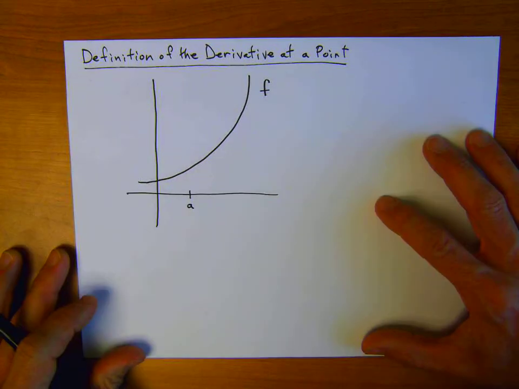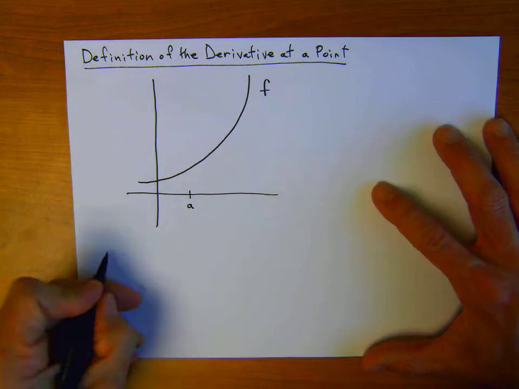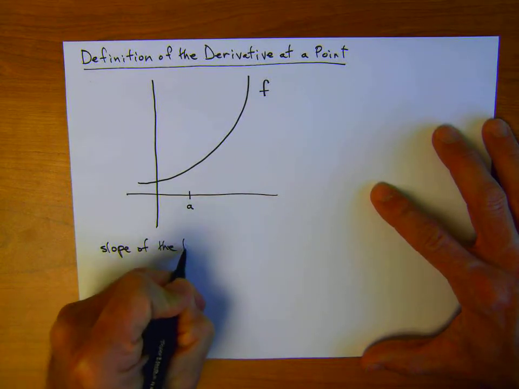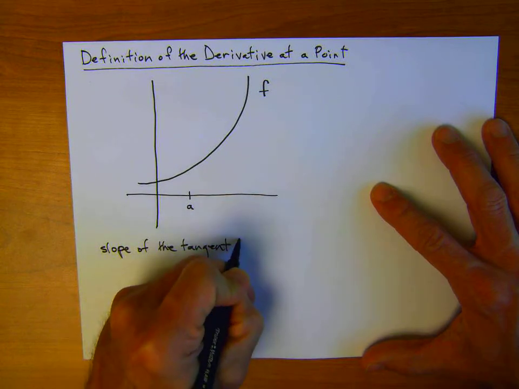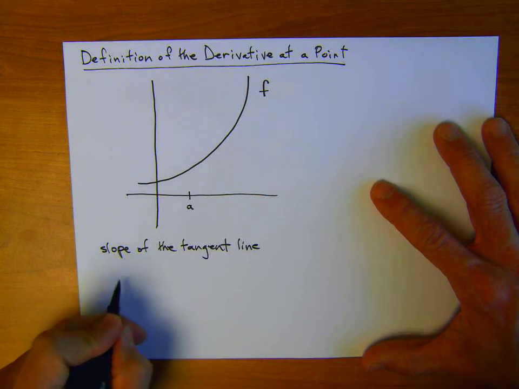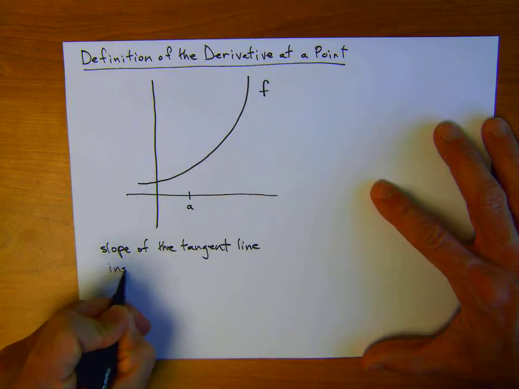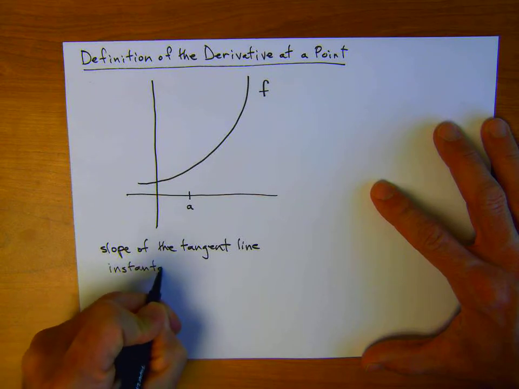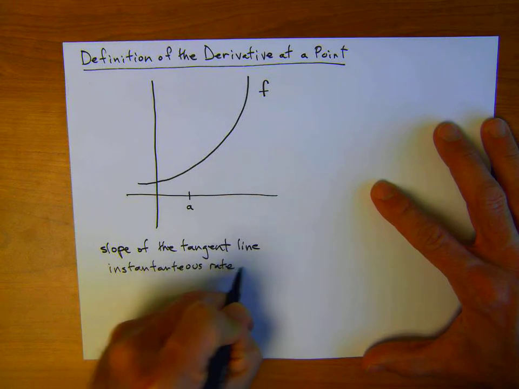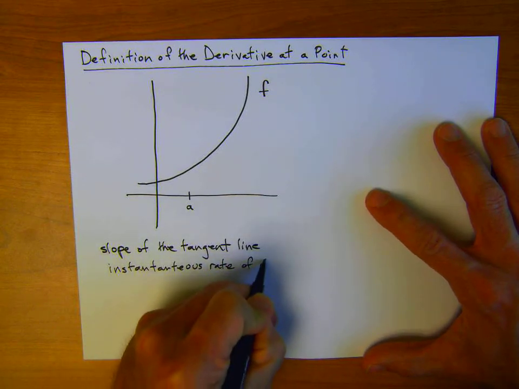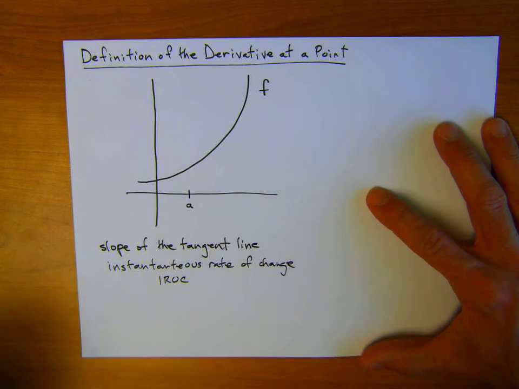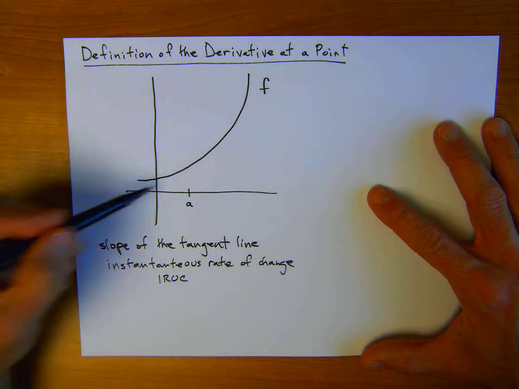Graphically, it is the slope of the tangent line. We've seen this a number of times, this idea of the slope of a tangent line. Also, in terms of the function, it's the instantaneous rate of change. The instantaneous part is why it's at one point. Instantaneous rate of change, which we've also denoted IROC. So right at a, how is the function changing?